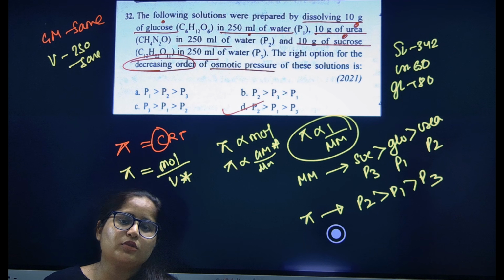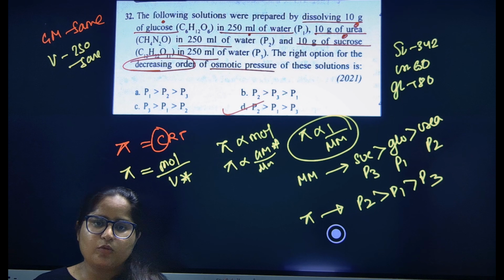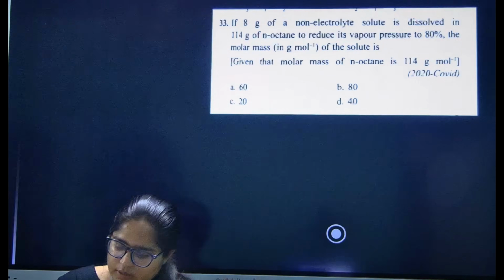So this is how you have to solve this question. This type of questions they will ask you. Okay, note down the next question.